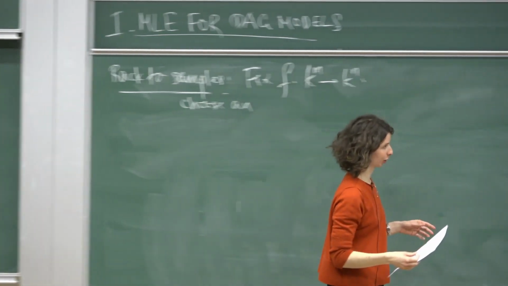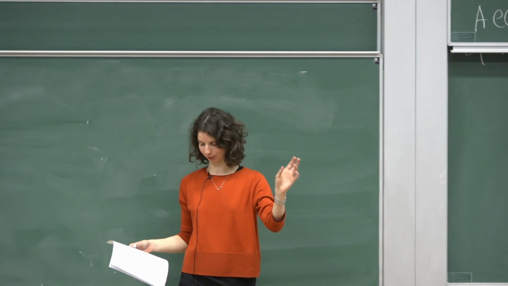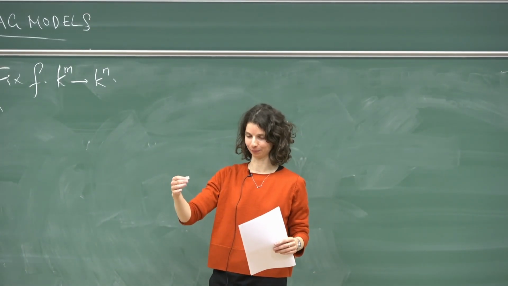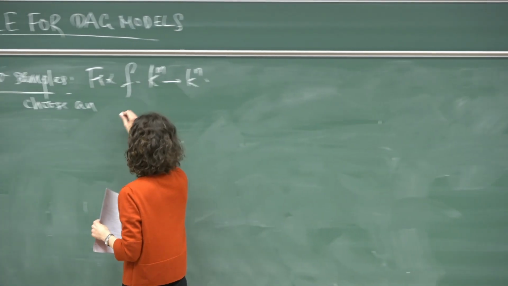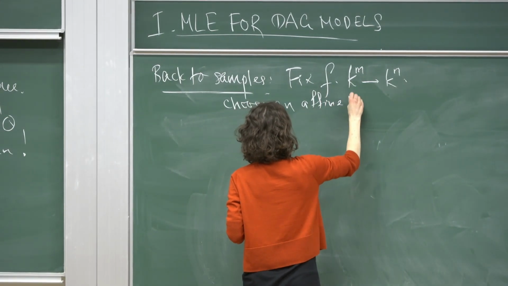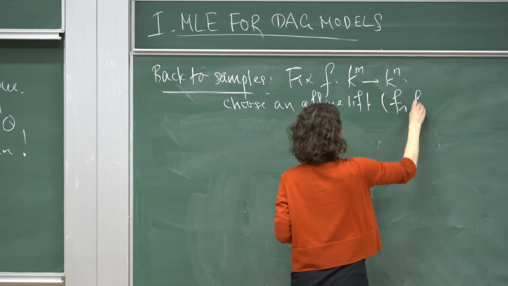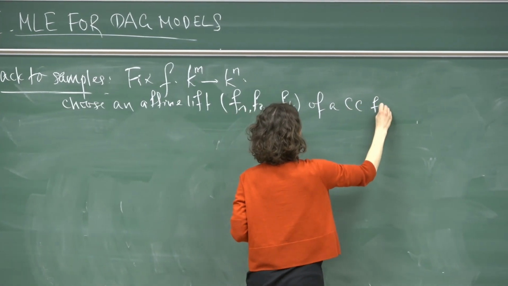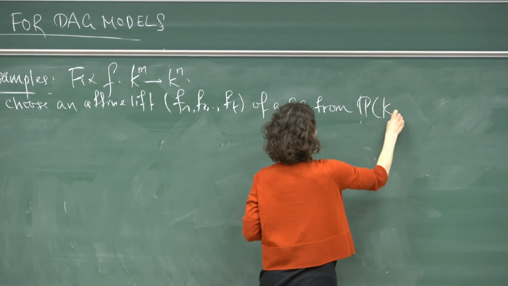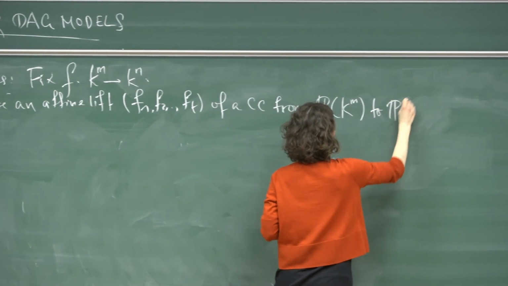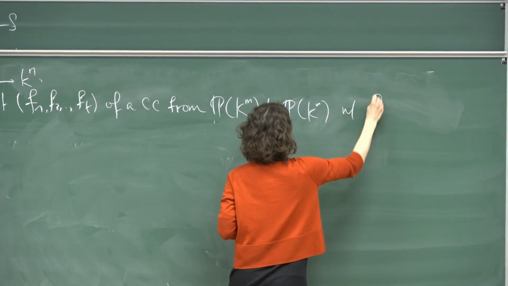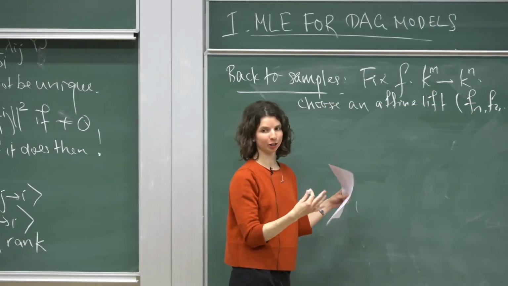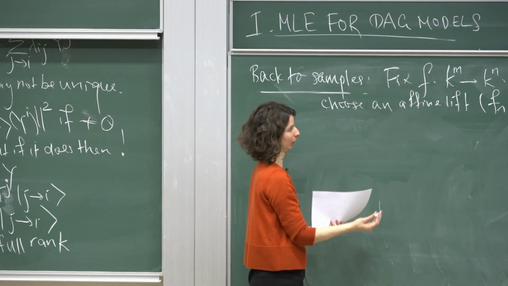So I want to choose not just a complete collineation from Km to Kn, but since we're working in that affine world, I also want to pick a choice of representative in each scalar equivalence class. I'm going to call that an affine lift, F1, F2 up to Fd, of a complete collineation from P of Km to P of Kn with F1 equals F. And then all we want to do is package that back into a sample, i.e. into a linear map from Km to Kn.